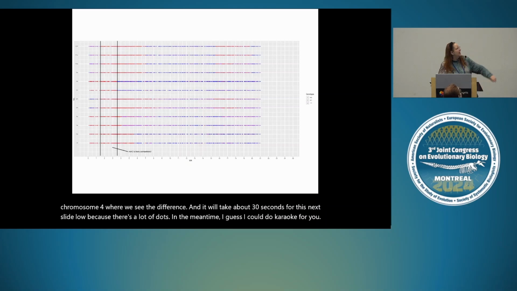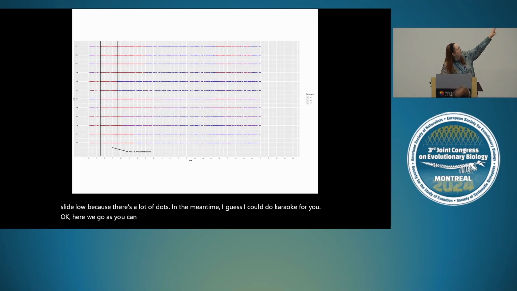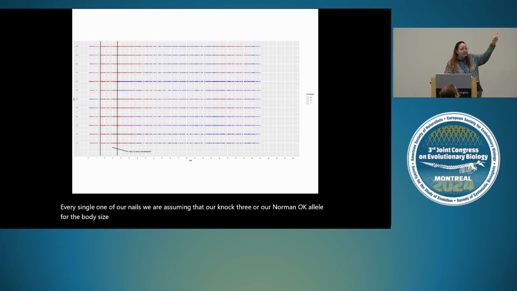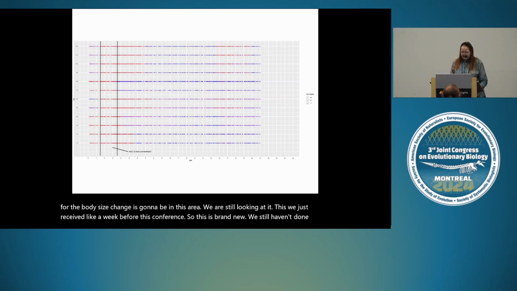Okay, here we go. As you can see, this is the only space where it is all the way through every single one of our NILs. We are assuming that our NOC3, or our Norman, Oklahoma allele for the body size change, is going to be in this area. We are still looking at it. We just received this a week before this conference, so this is brand new. We still haven't done all the data analysis of that.